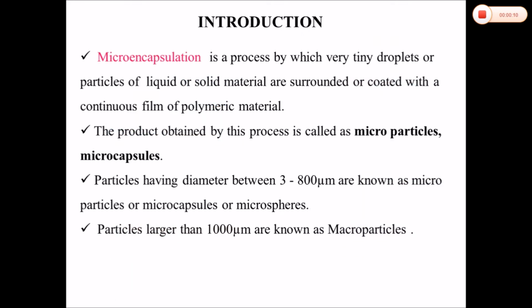Microencapsulation is a process by which very thin droplets or particles of liquid or solid materials are surrounded or coated with a continuous film of polymeric material. It is a process of supplying a relatively thin coating to small particles of solids or droplets of liquids in a dispersion. Here we can consider there is one core material, a neutral nucleus, and we are providing one coating.